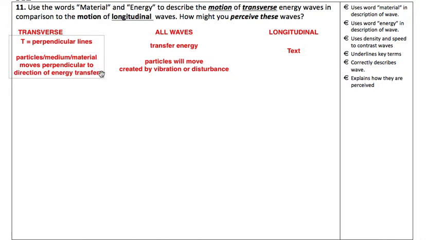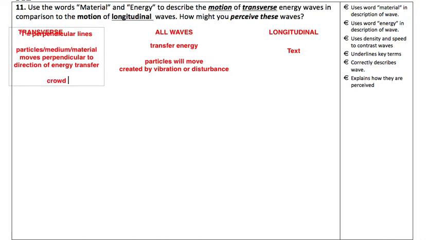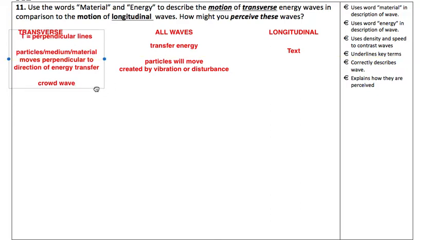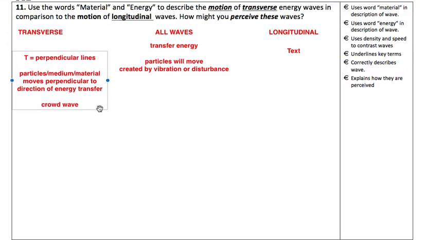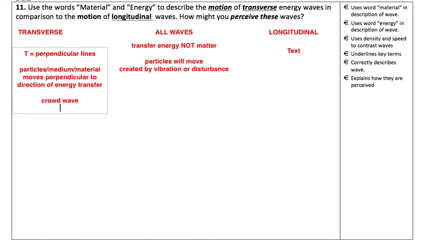One example that we did in class would be a crowd wave. So you are moving up and down in your seats. However, the energy or the wave itself is moving from the front of the room to the back of the room. I'm going to add to the all waves category transfers energy, not matter. So when you are in your seat for the crowd wave, you're not moving seats, you're just moving up and down. Okay, so perpendicular lines, crowd wave, what else?